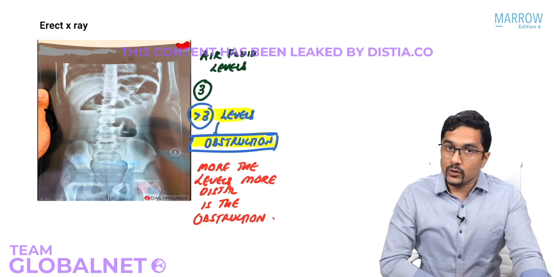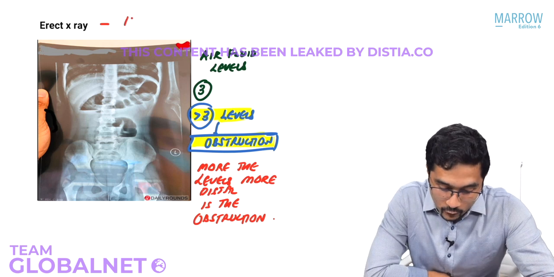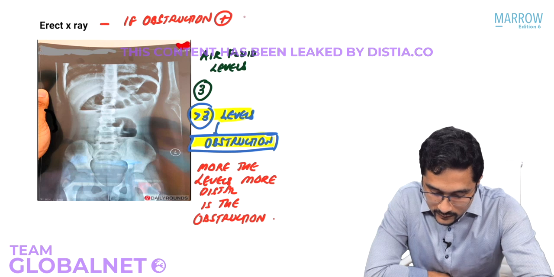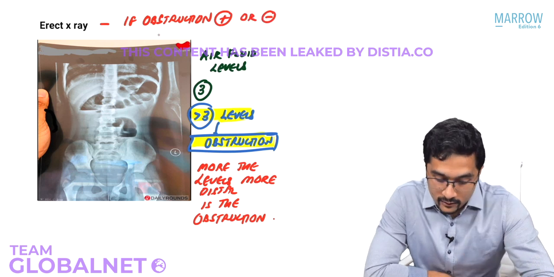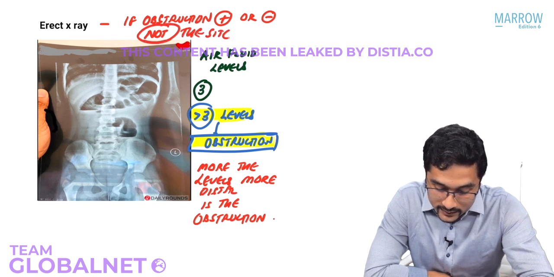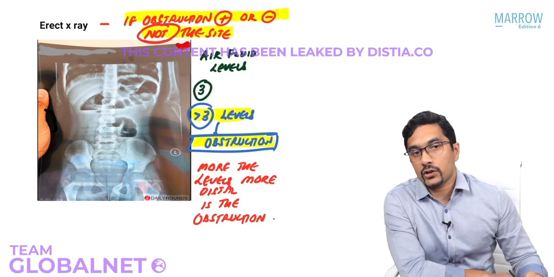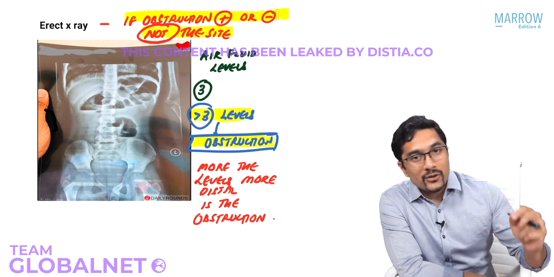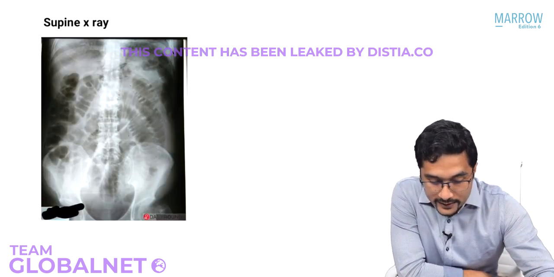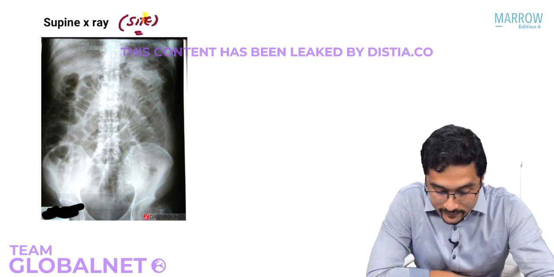This is another line which you should know. An erect X-ray would tell me if obstruction is present or not, but it does not tell me the site of obstruction. So please remember this, right? These are the points which you need to remember. They have been covered by Dr. Mayur in his videos as well. To know the site, we need to do the supine X-ray. S is for supine, S will tell me the site.